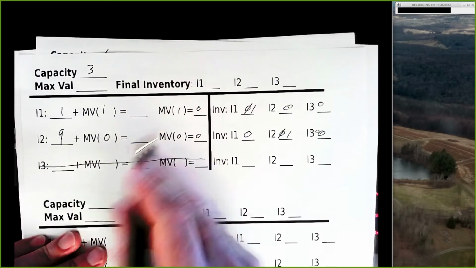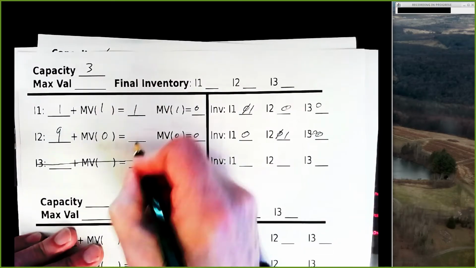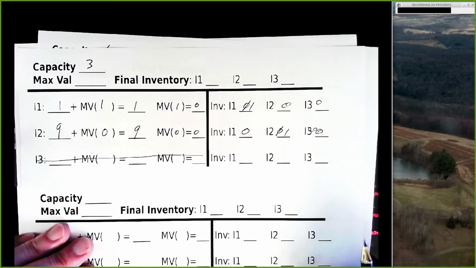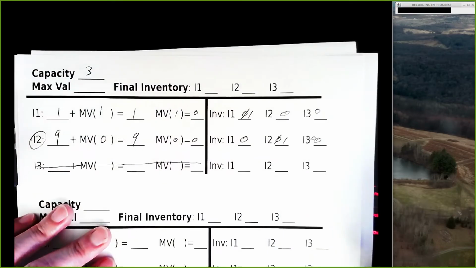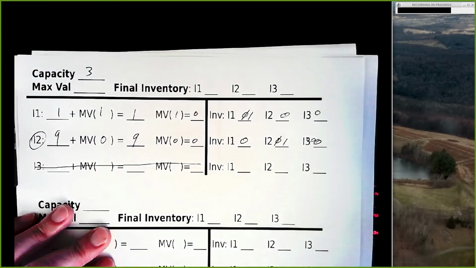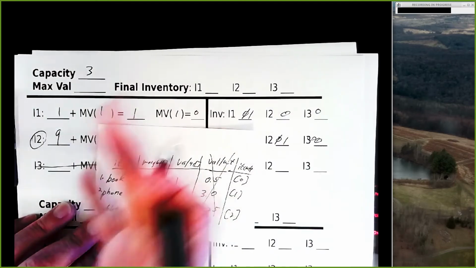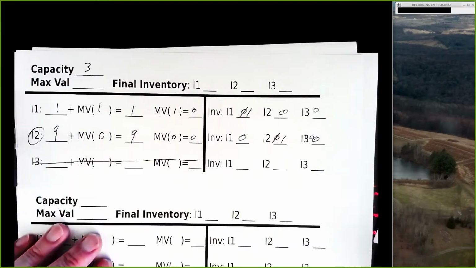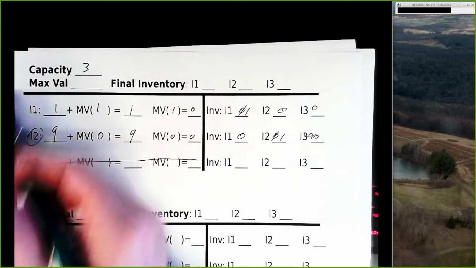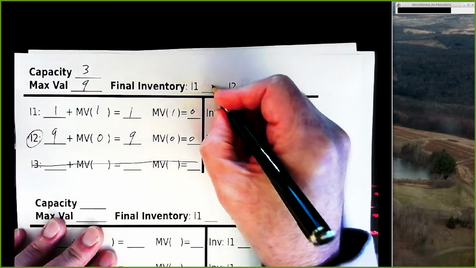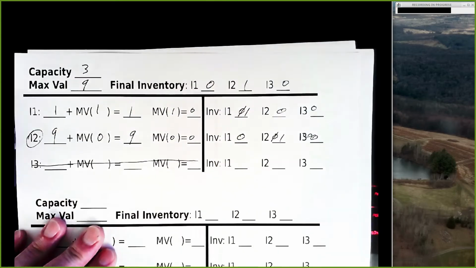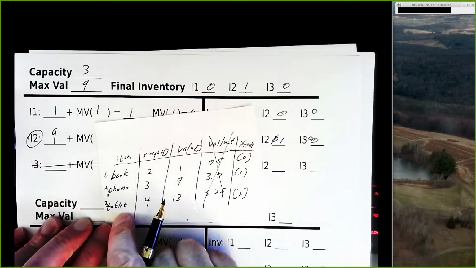So 1 plus 0 is 1, 9 plus 0 is 9. This is the way we maximize the value for a bag with capacity 3. Put in a phone. We can see that, but the computer can't, but it'll find the same answer. So max val for capacity of 3 is 9, and the inventory is 0, 1, 0. So no books, 1 phone, no tablets.